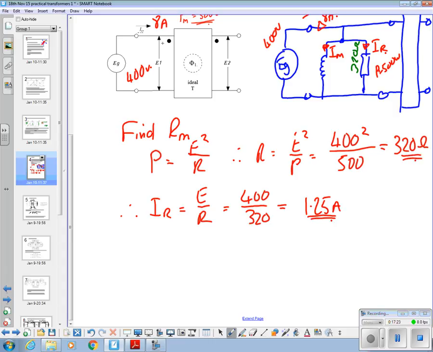What else can we find? Yeah, we can do that by what, Matt? What law is that? Yeah, so we'd say by Kirchhoff's current law, IM is equal to IO minus IR. That's 8 minus 1.25 equals.